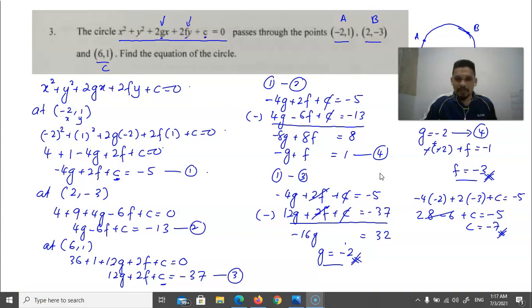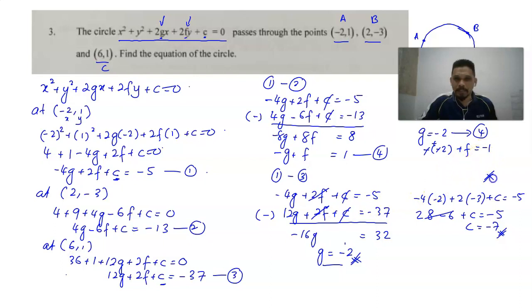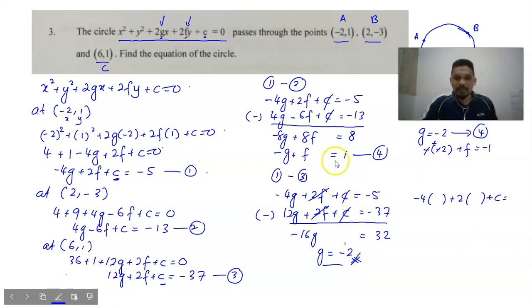Okay, class, I think I made a mistake here. Equation 4, negative g plus f equal to 1, but then I made it here as a negative 1, so I made a mistake in here. Sorry. So I clear everything here. Okay, never mind. Sorry for the careless mistake there. Okay, so now negative g plus f equal to 1.